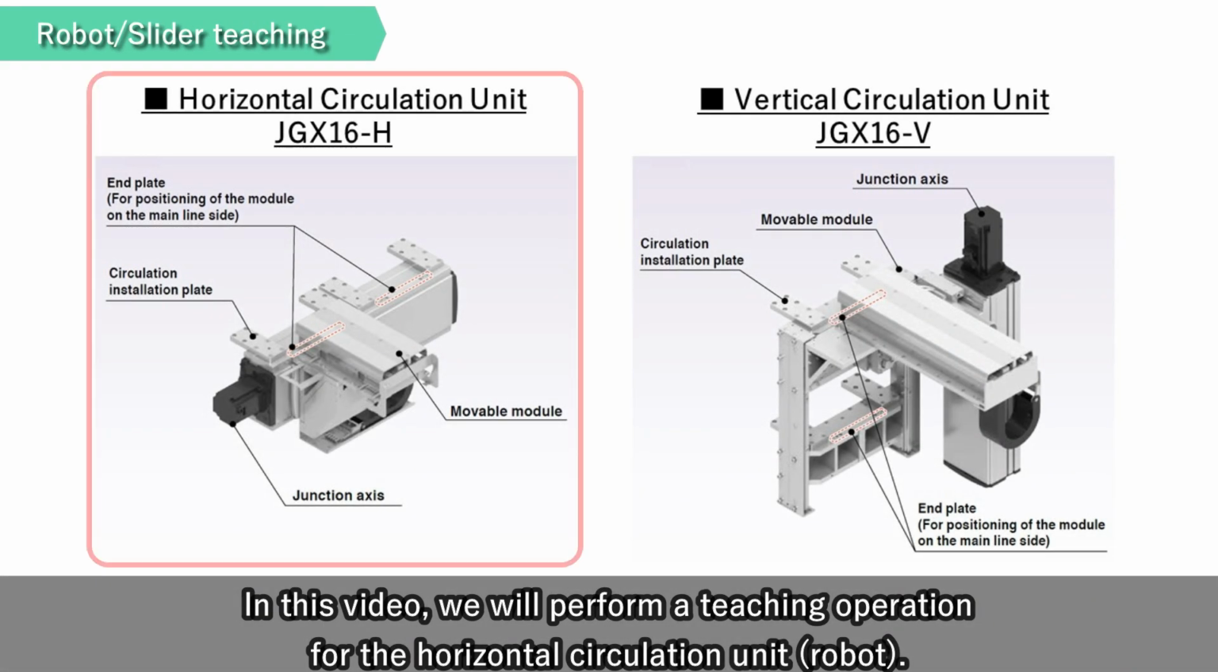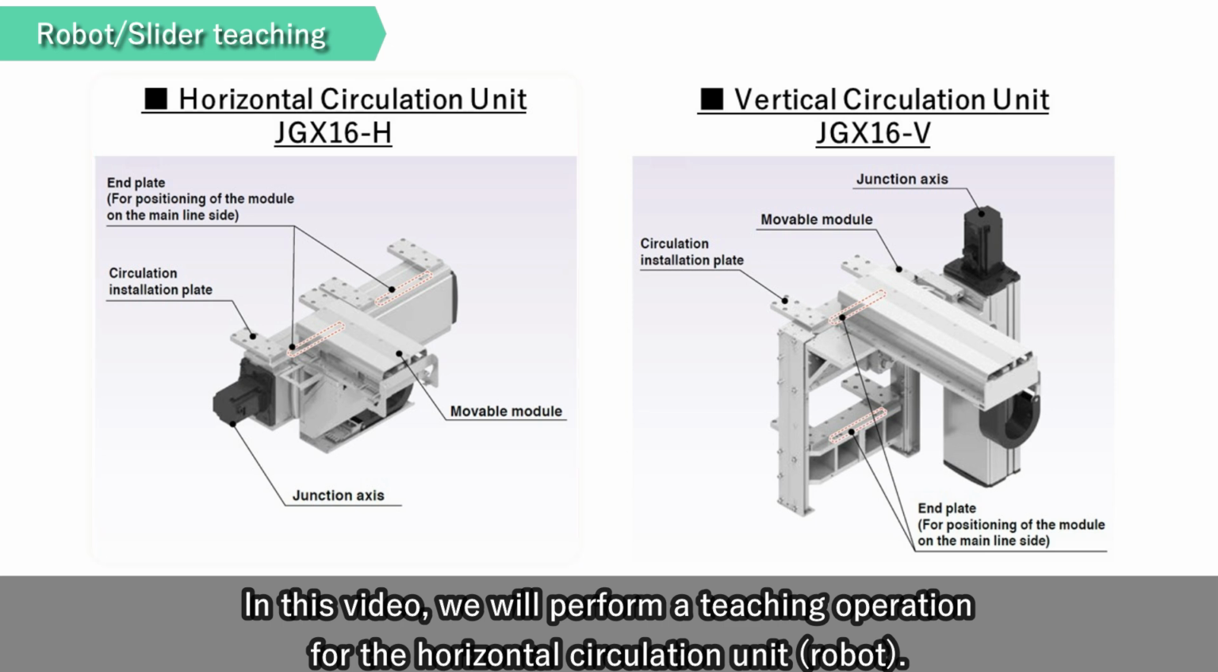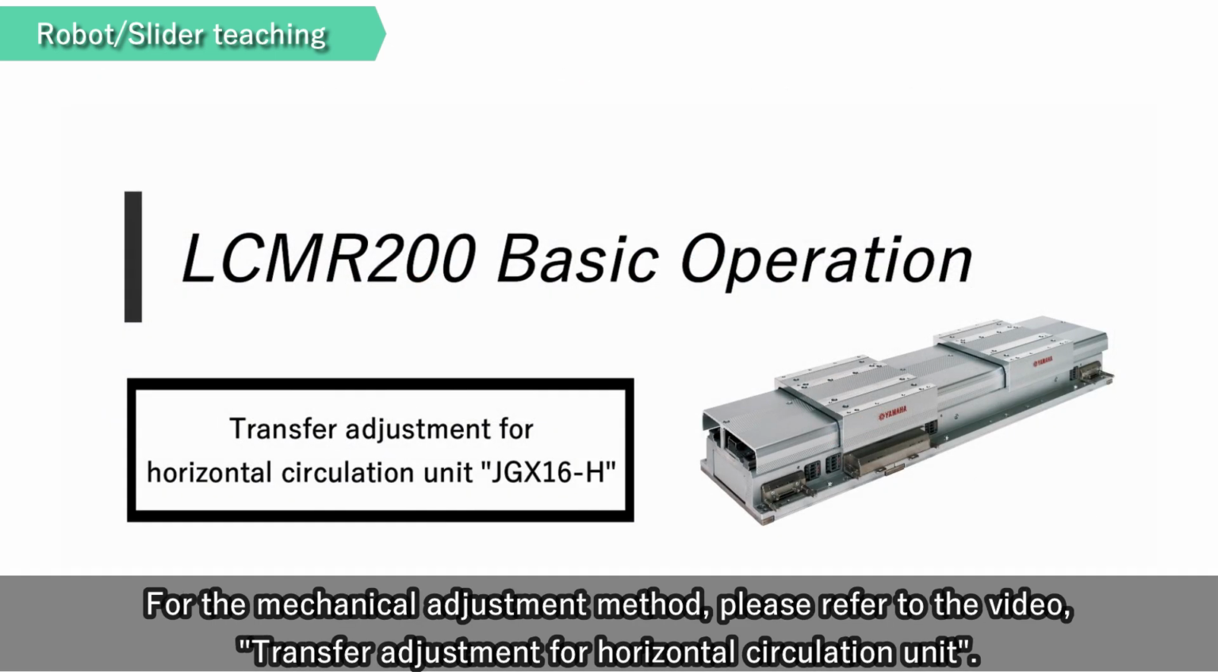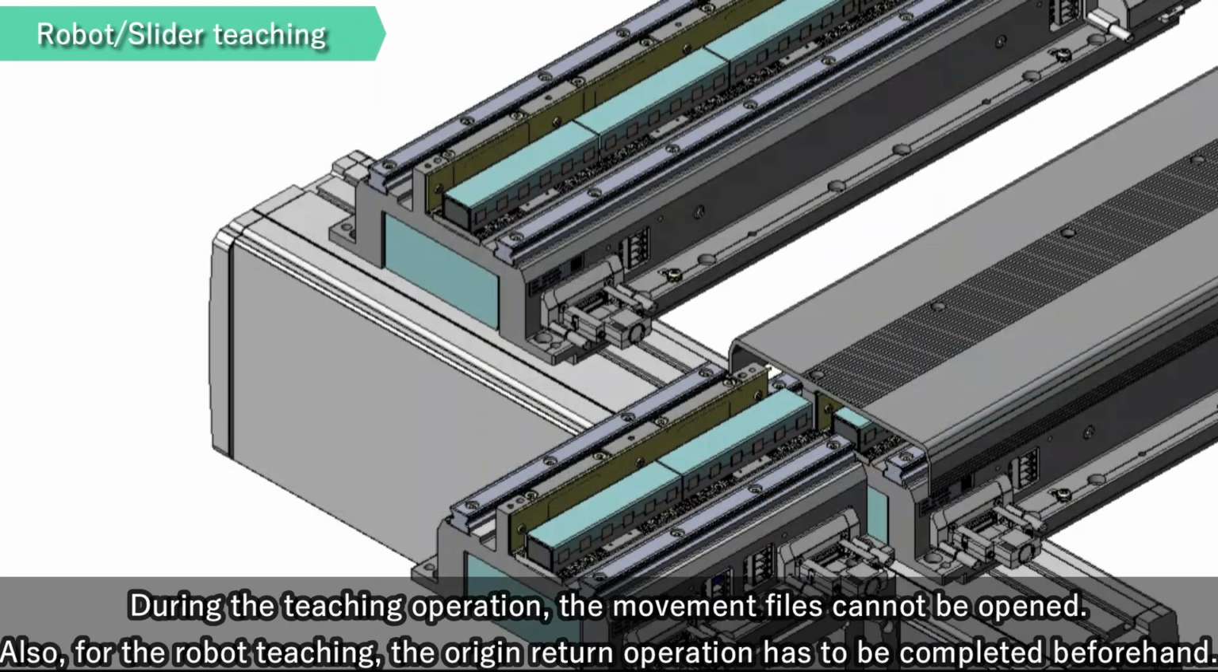In this video, we will perform a teaching operation for the horizontal circulation unit. For the mechanical adjustment method, please refer to the video Transfer Adjustment for Horizontal Circulation Unit. During the teaching operation, the movement files cannot be opened. Also, for the robot teaching, the origin return operation has to be completed beforehand.